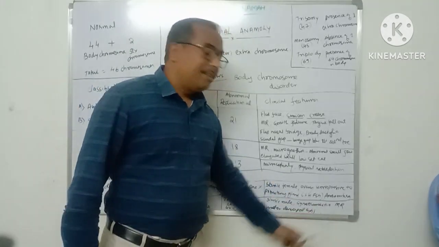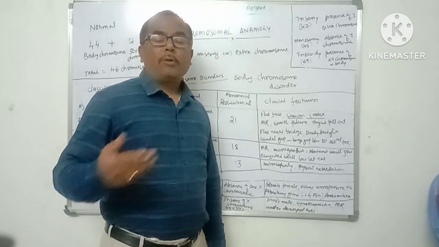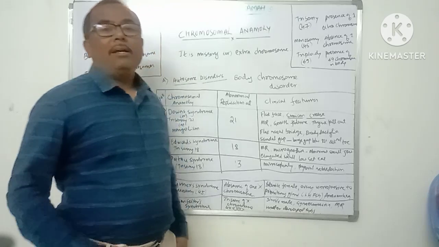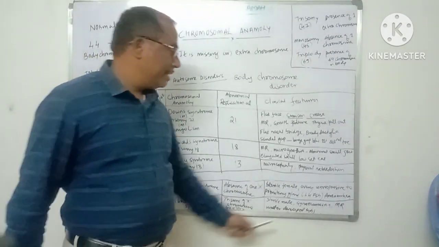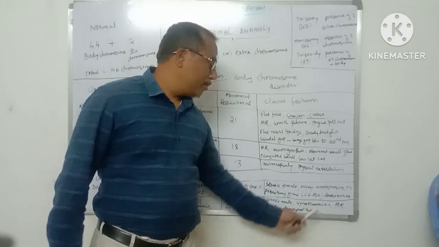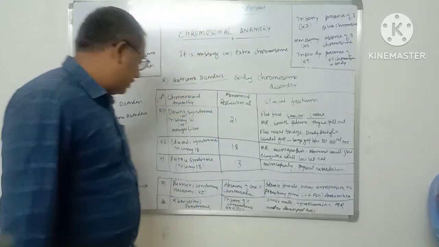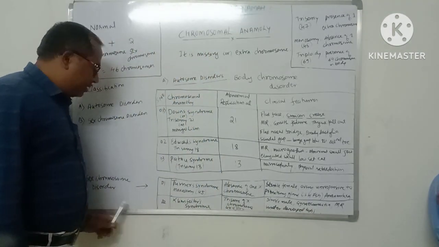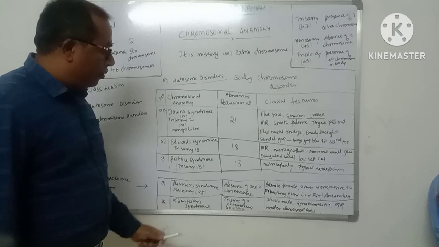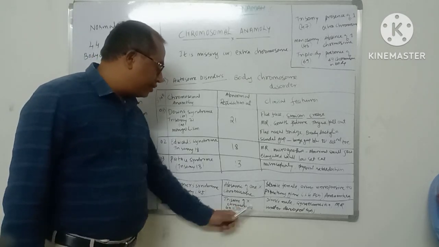And they will suffer from primary amenorrhea, which means they will never attain menarche. They will never menstruate. That is why it is called primary amenorrhea. Another sex chromosome disorder is Klinefelter syndrome, which is also known as trisomy of sex chromosomes.